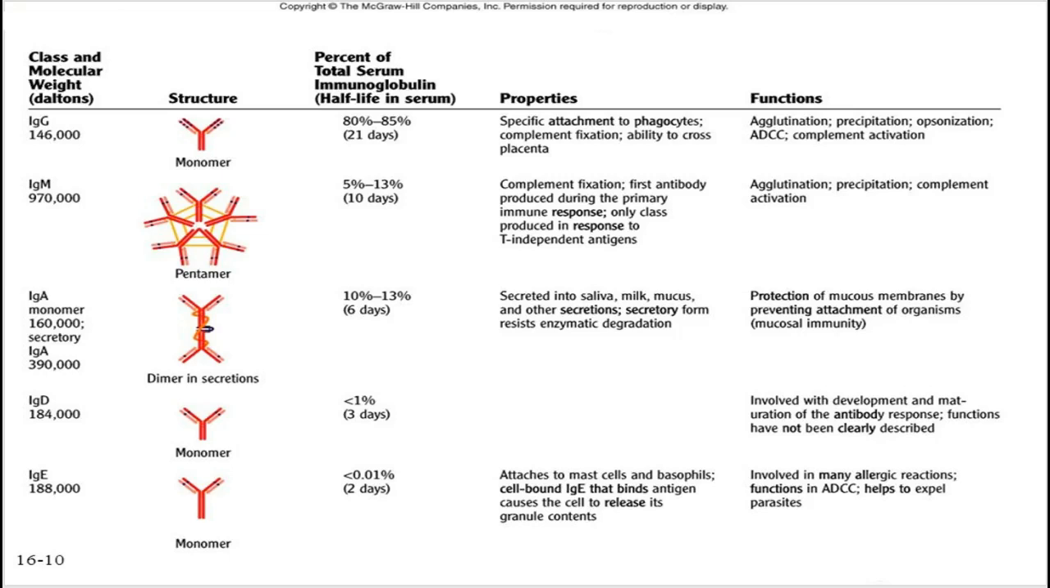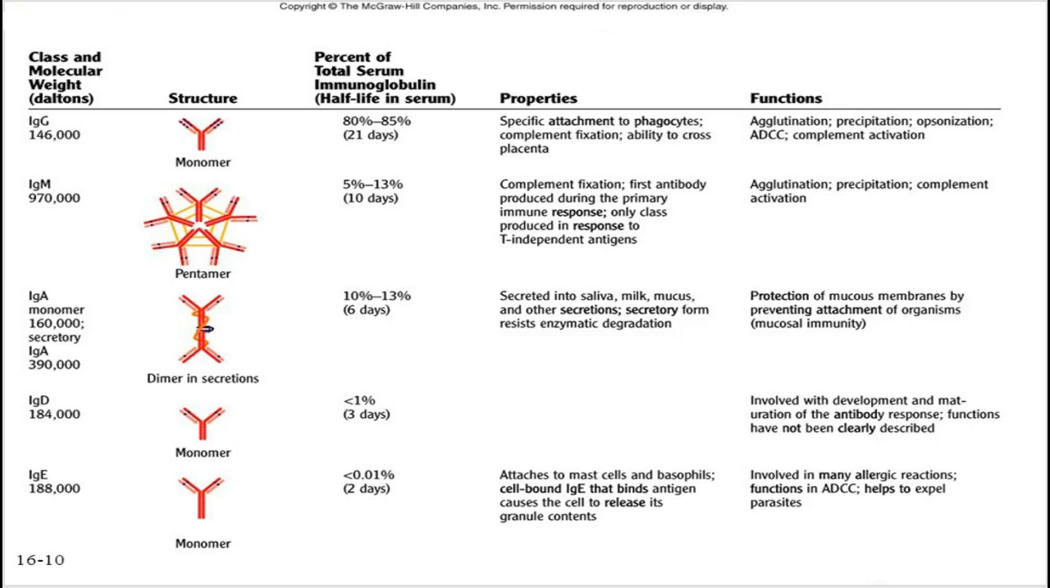The final antibody is IgE. It is also a monomer. It lasts about 2 days in the serum, and it makes up less than 0.01% of antibody production. It is mainly involved in allergic reactions, and it also helps to attach to and expel parasites.